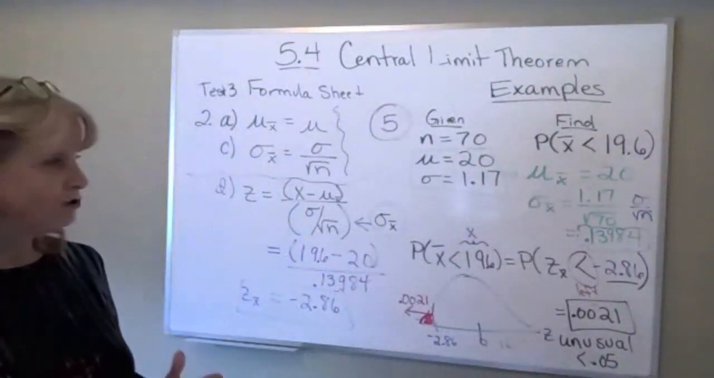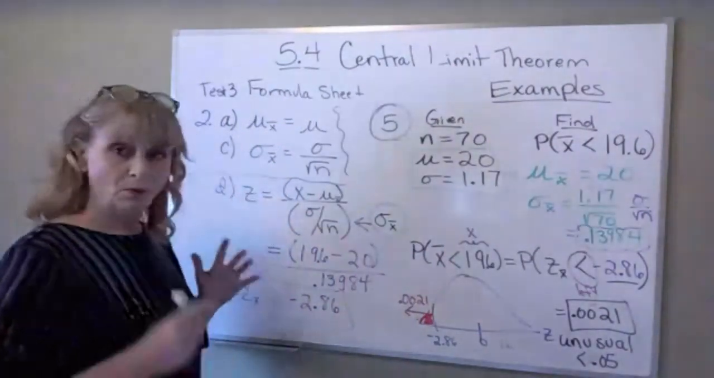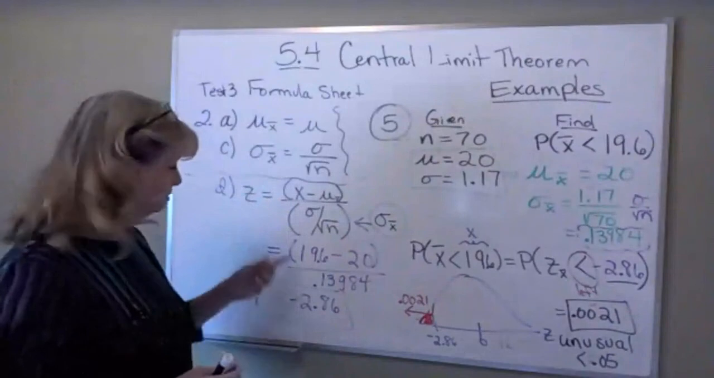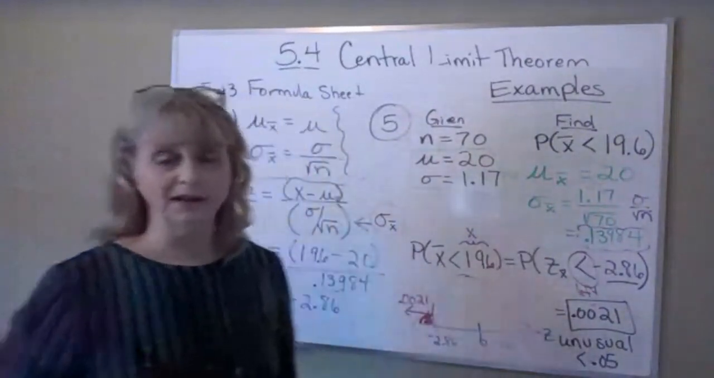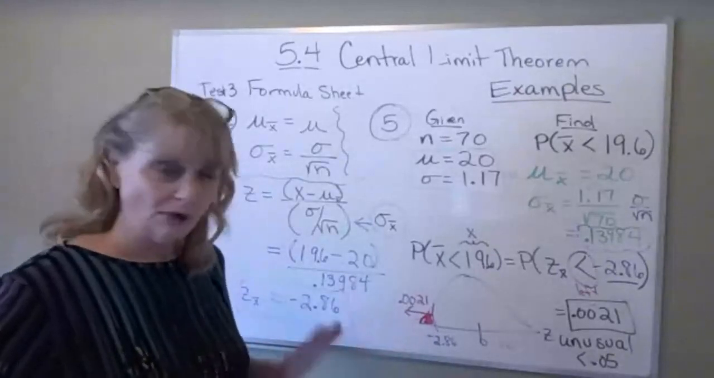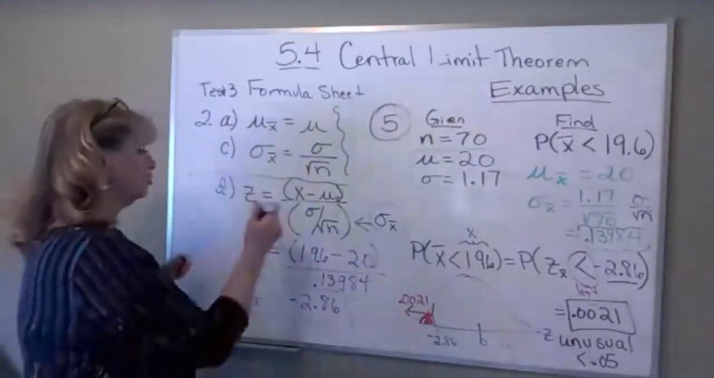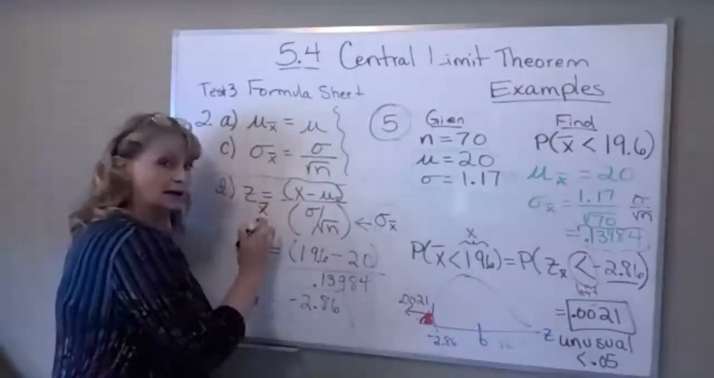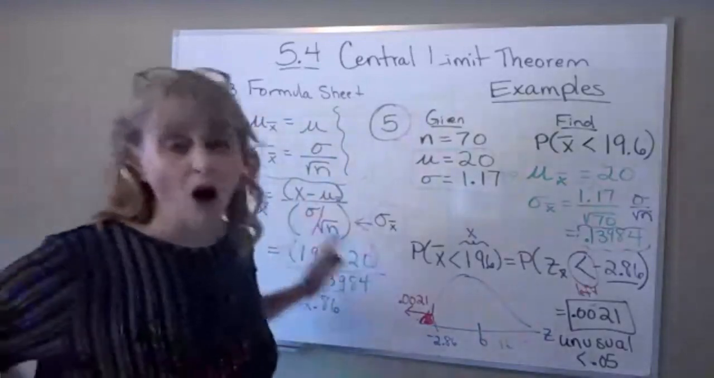So we have sort of an extra step in here, a different formula for the z-score. But once you have that z-score, the problem is identical to what we were doing in section 5.2. Identical. The only difference is we have to use a slightly different formula for z-score when we're talking about the distribution of the sample means instead of the distribution of all the data.